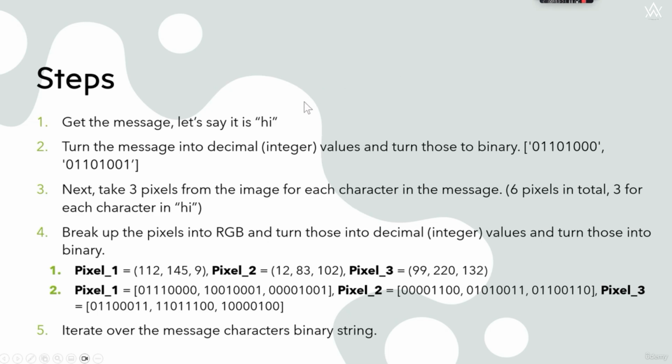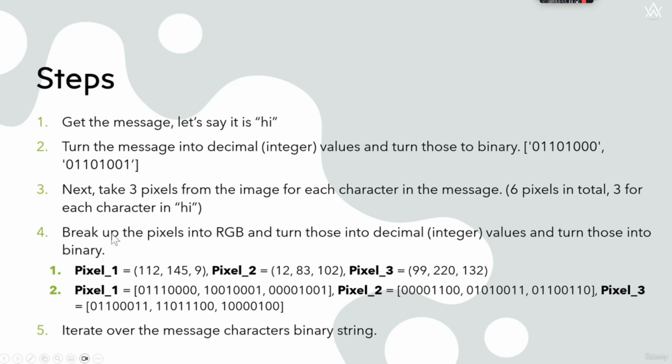So what are the actual steps we need to take to get there? First we need to get the message. Let's say it's "hi", H-I, and we turn the message into its respective decimal or integer values, and then we turn those into binary. So now we have a list of binary strings that represent our ASCII characters. Here is 104 and 105. Next we take 3 pixels from the image for each character. So H will get 3 pixels and I will also get 3 pixels. So we're going to have 6 pixels in total, 3 for each character in "hi".